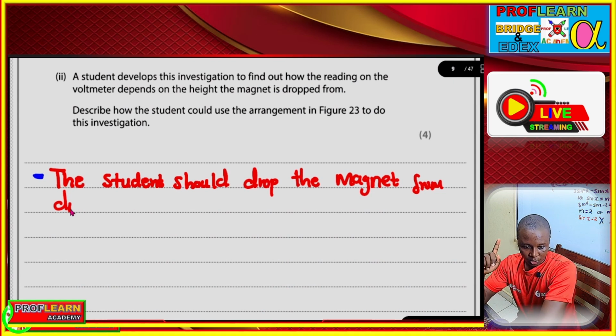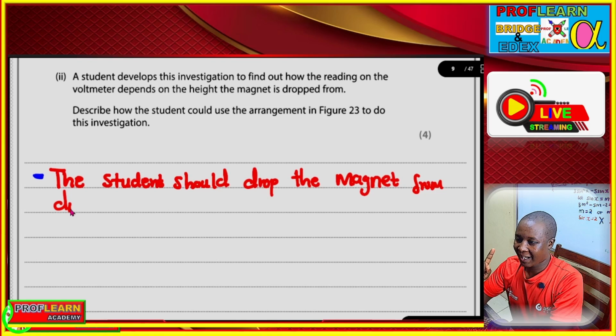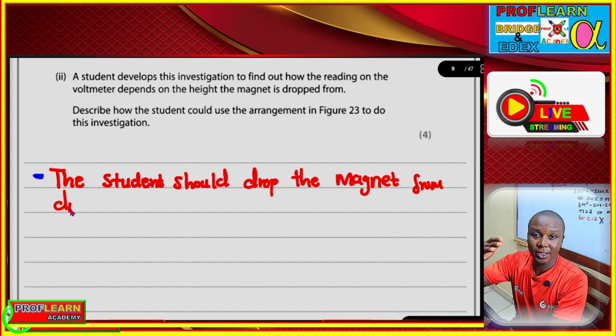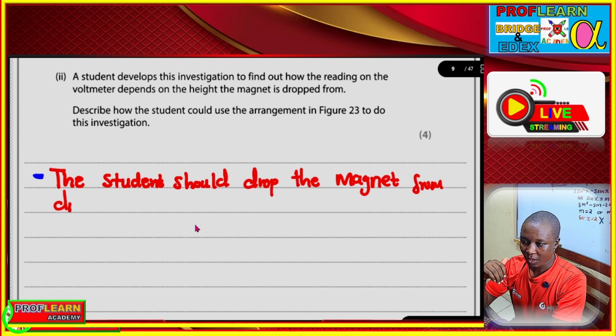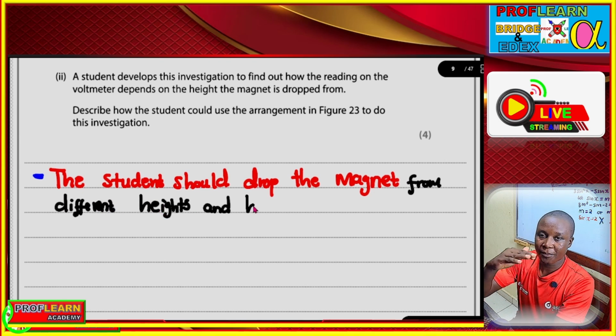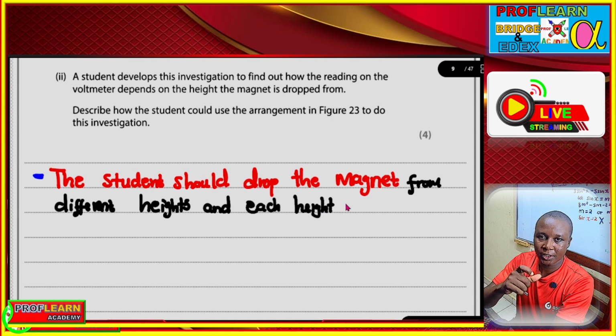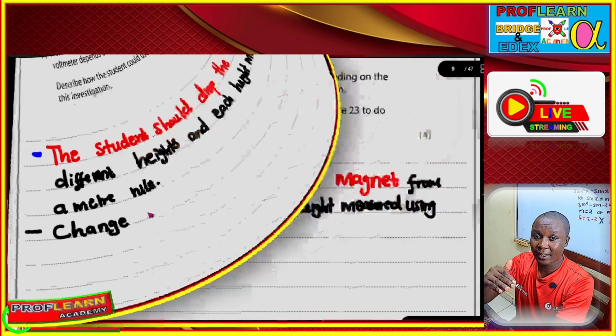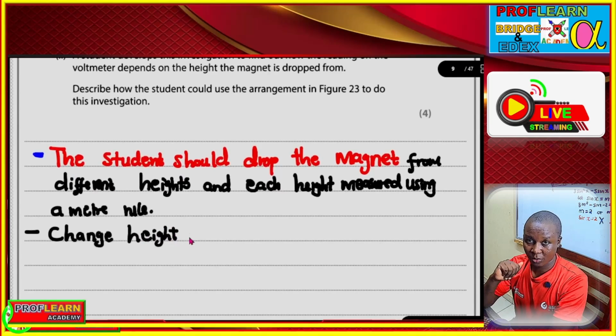And the investigation is to find out how the reading on the voltmeter depends on the height from which the magnet is dropped. So in this case, we're going to ensure that the student drops the magnet from different heights. Upon dropping them from different heights, the student is going to measure the amount of EMF for each and every height that we're going to have.